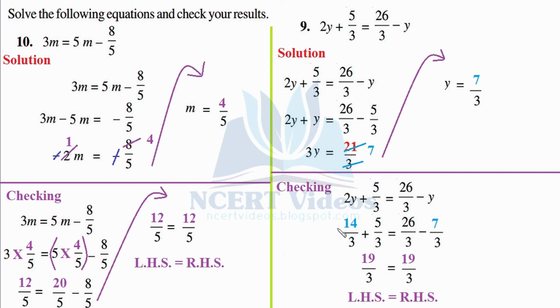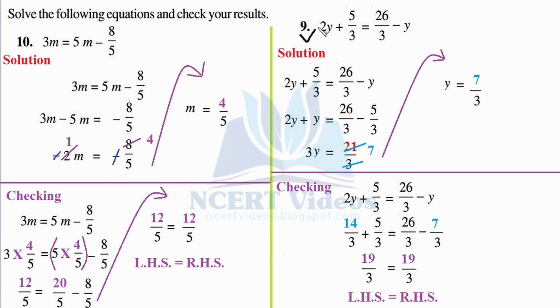Now if you visualize the equation, we have all things sorted out. That is, on the left hand side we have denominator as 3, also on the right hand side we have common denominator as 3. So we need not take the LCM in this case. So 14 plus 5 is 19, so we wrote 19/3 equal to, as it is, 26 minus 7 is 19, and common denominator as 3. So we observe that 19/3 equals 19/3. That proves left hand side equals right hand side. This indirectly means that our solution that we have found as y = 7/3 is the required solution of this given equation.